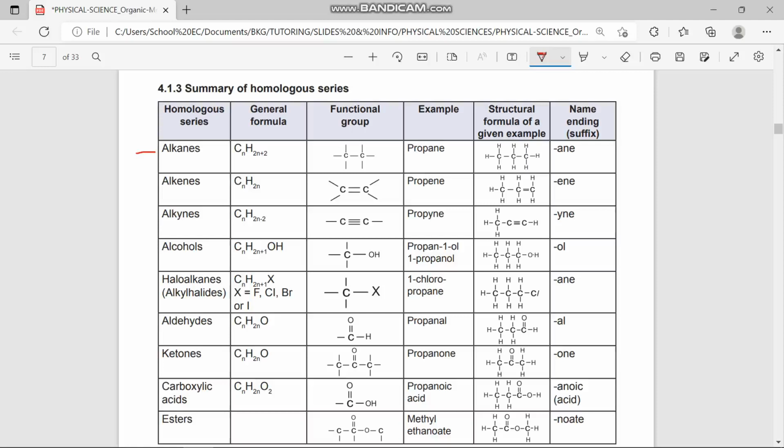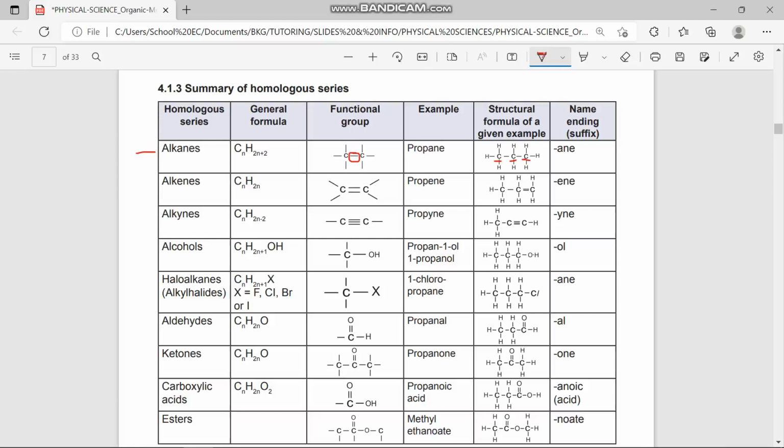So let me get into it. We have CnH2n+2 as the general formula for alkanes. The functional group, you can see, is a single bond. An example is propane, and this is the structural formula. Structural formula is a very important thing, but don't worry, we're going to do more lessons about this. So we have the structural formula of a given example of propane. Propane, mind you, prop means 3. We have how many C atoms here? 1, 2, 3. This is propane.